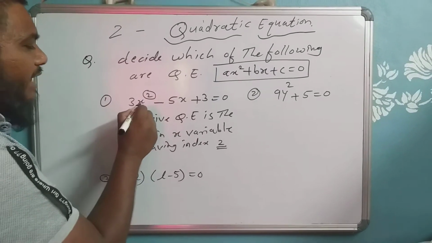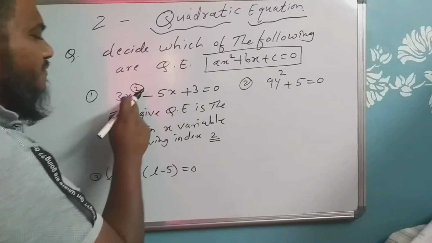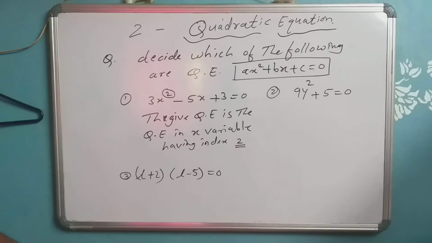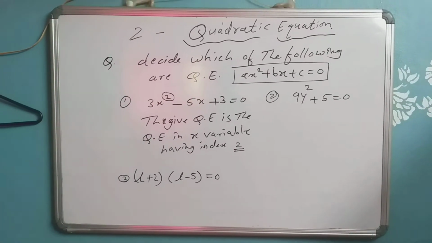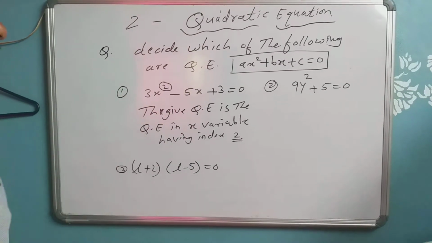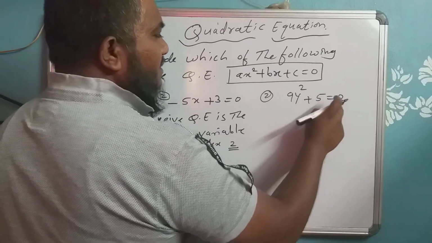That means x is the variable present in the quadratic equation, which has index or power 2 only, not greater than 2. Any equation having power greater than 2 should not be considered a quadratic equation. Now the second equation is given: 9y square plus 5 is equal to 0.